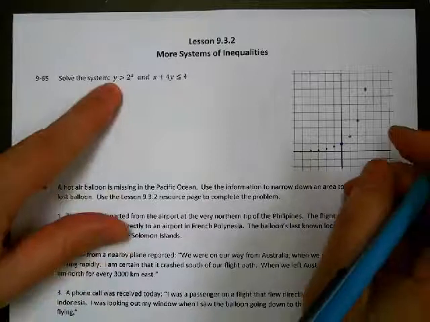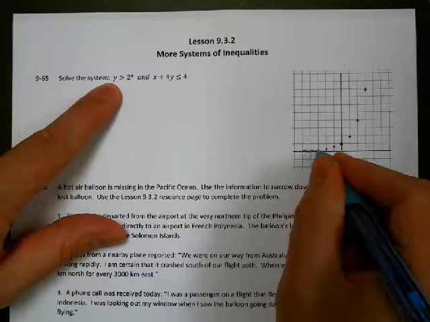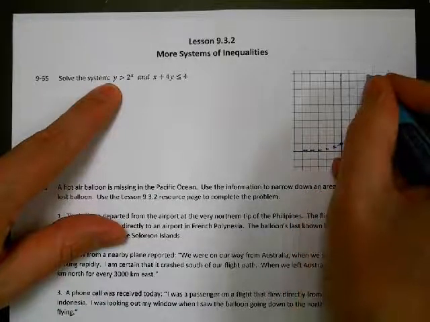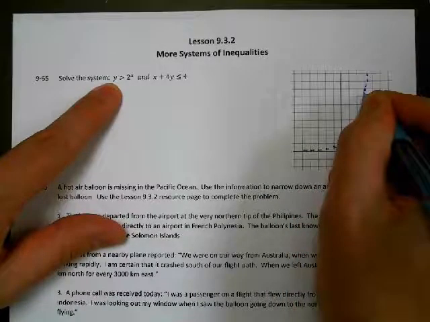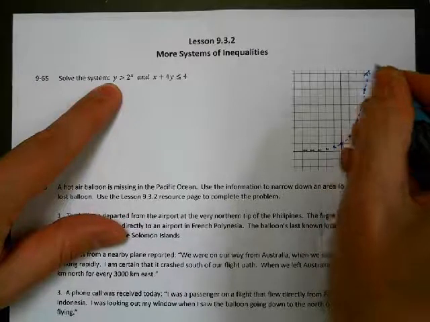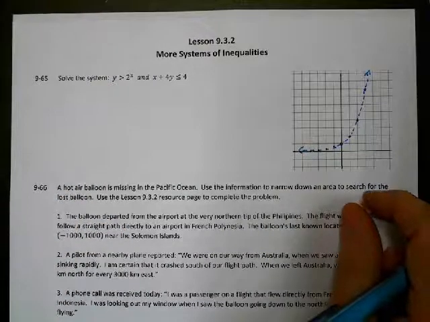All right, so this one says that it cannot be equal to, so this is going to be a dotted curve here. Oh, that's looking ugly. That's all right. All right, so there's my curve. Good enough. Next, okay, so we've got a linear equation.